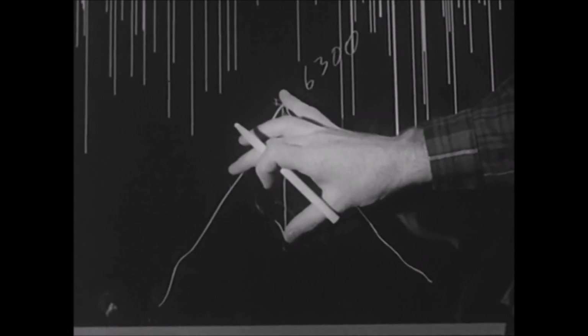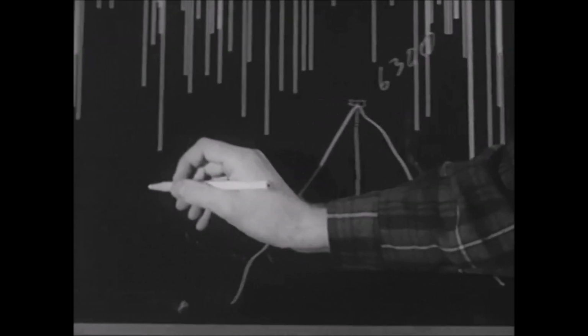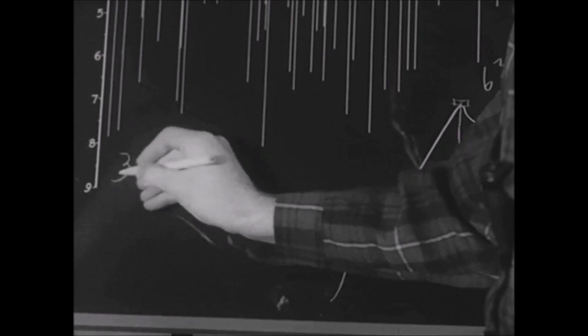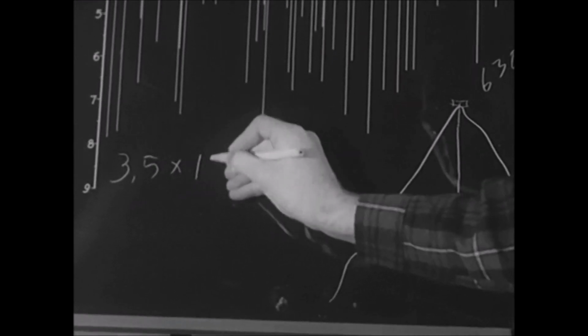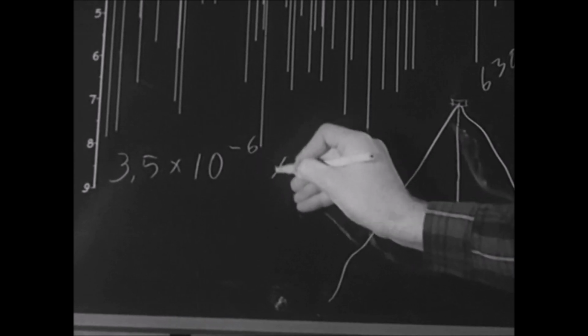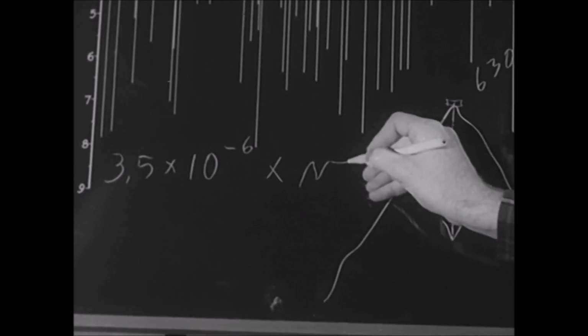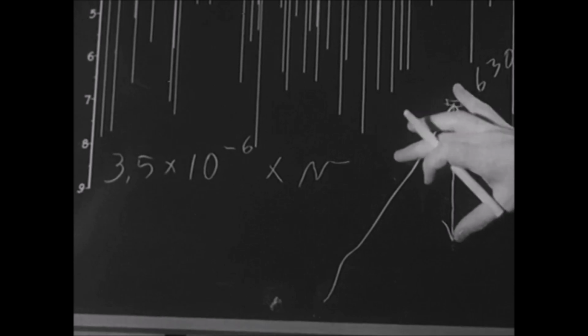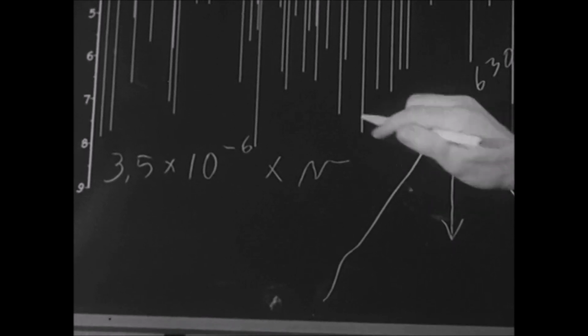Now, how far would that have been? It would have gone a distance 3.5 times 10 to the minus 6 seconds times its speed v. So in order to know just how far it would have gone before decaying, we need to know its speed v.